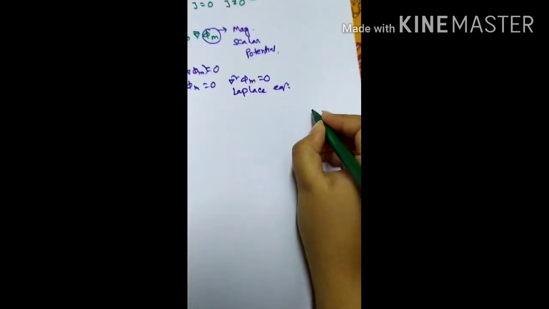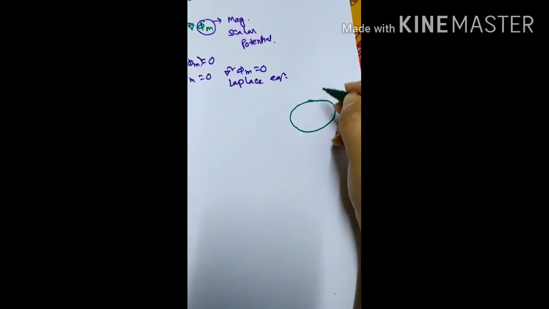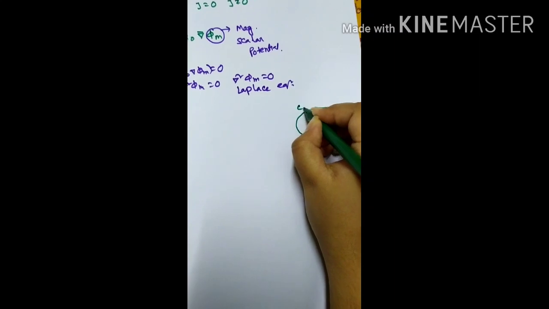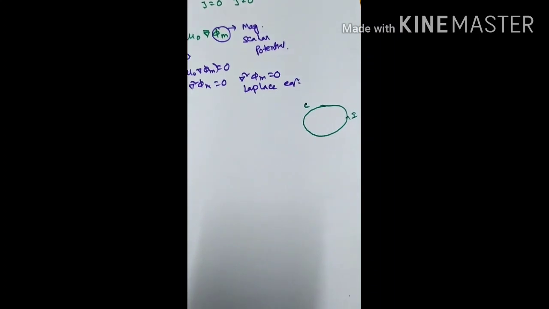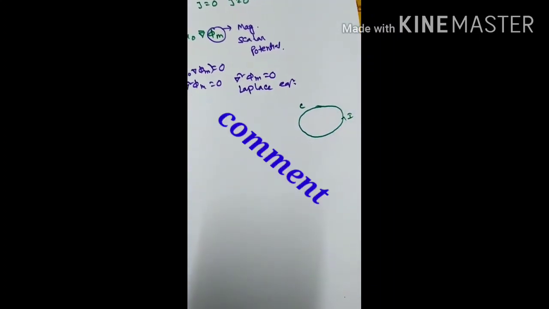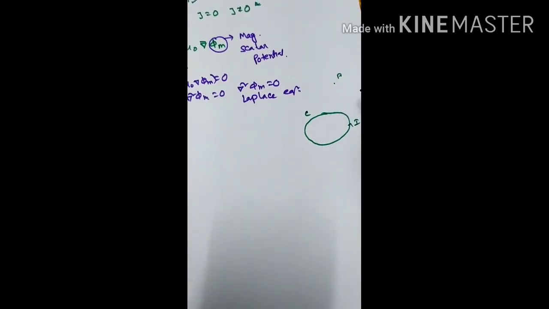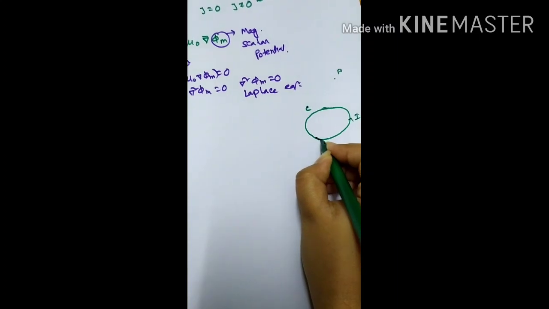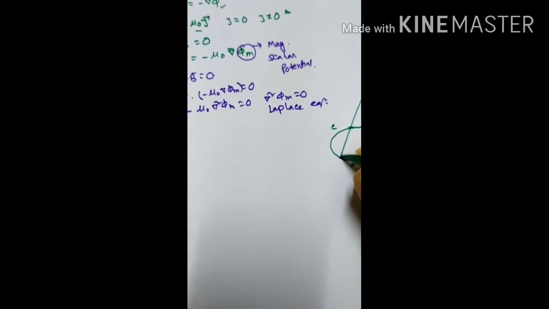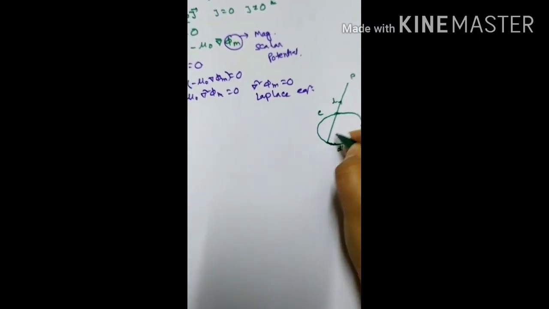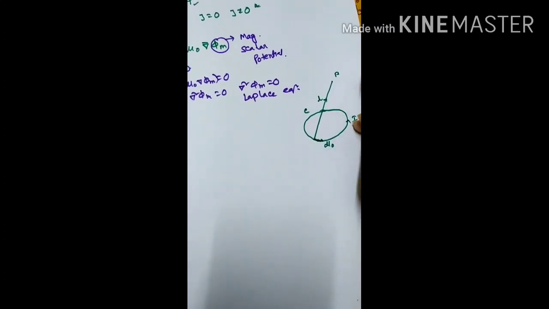For this we consider a loop. This is our loop, the loop is C, and the current I is flowing in this loop. Then we consider the magnetic induction at point P. We take a length element dl0, this length is L, and current I is flowing, and we have to find the magnetic field at the point P.